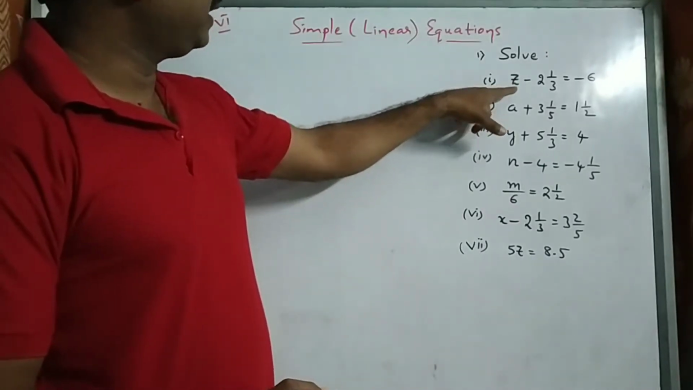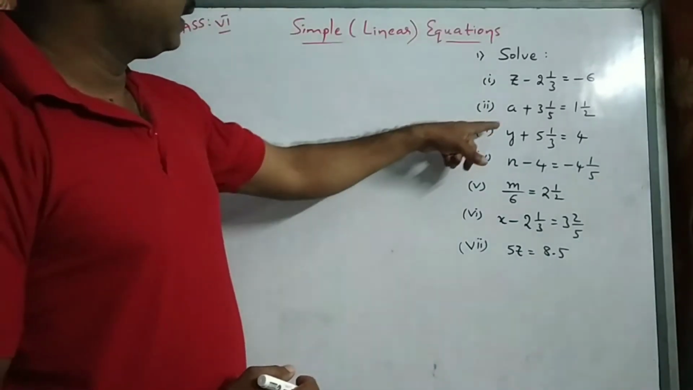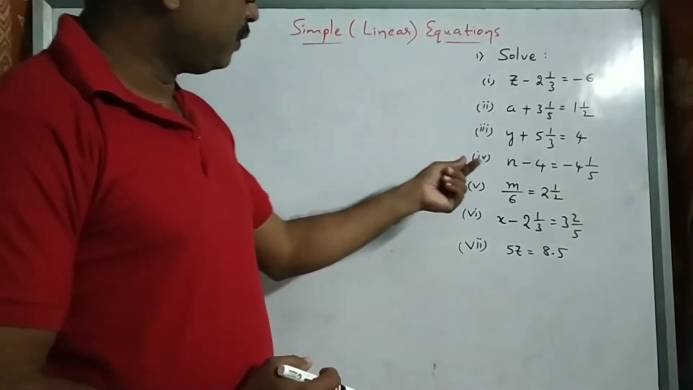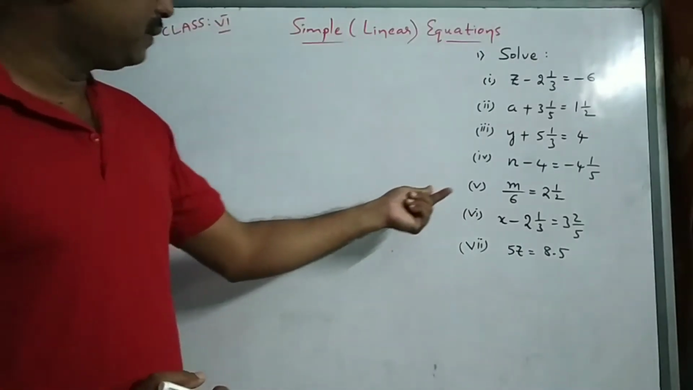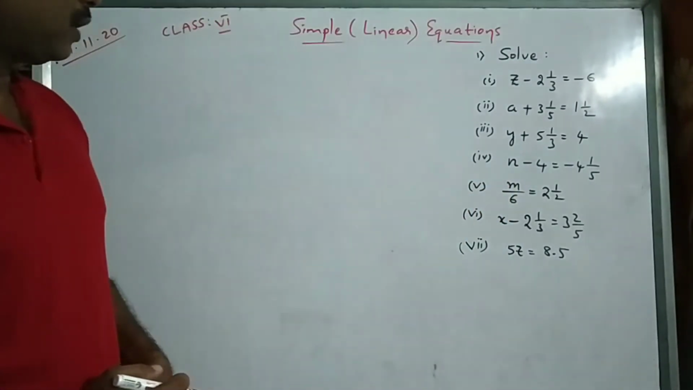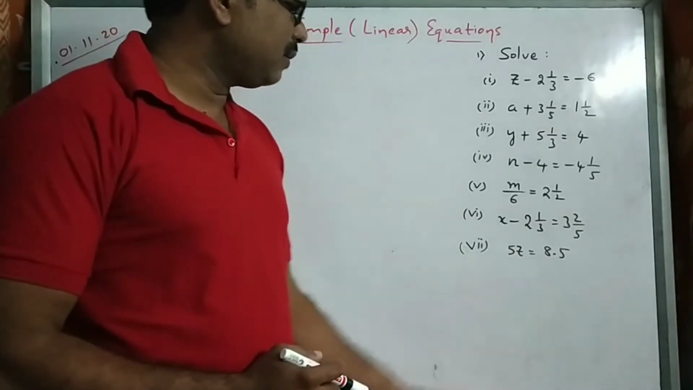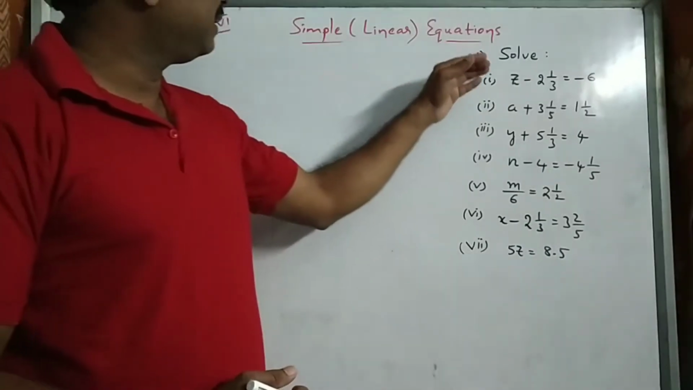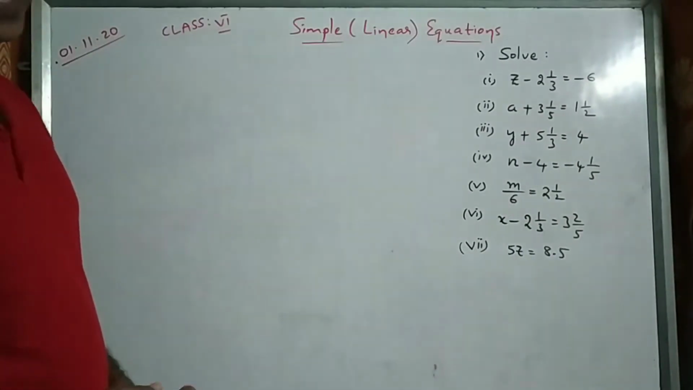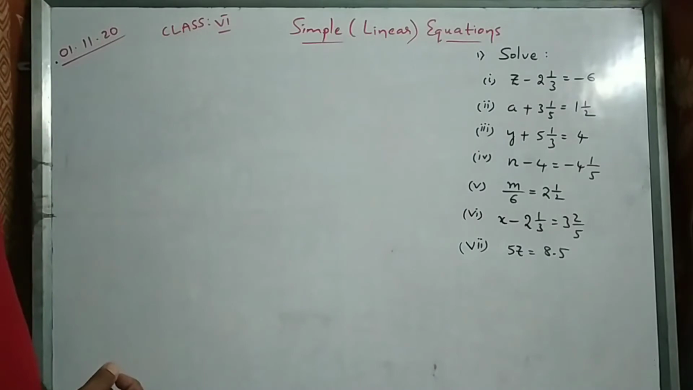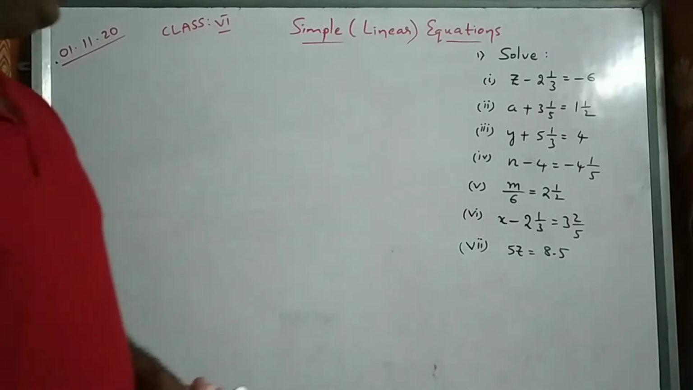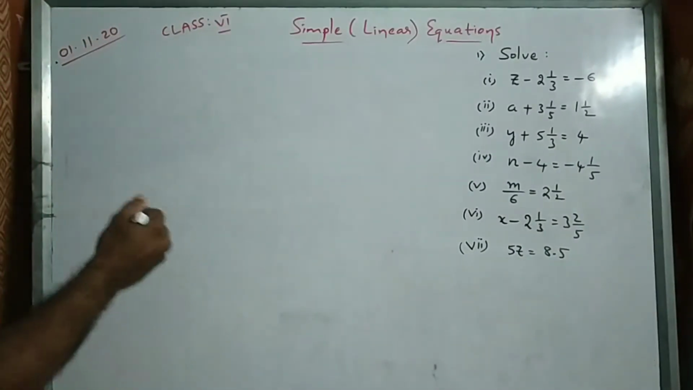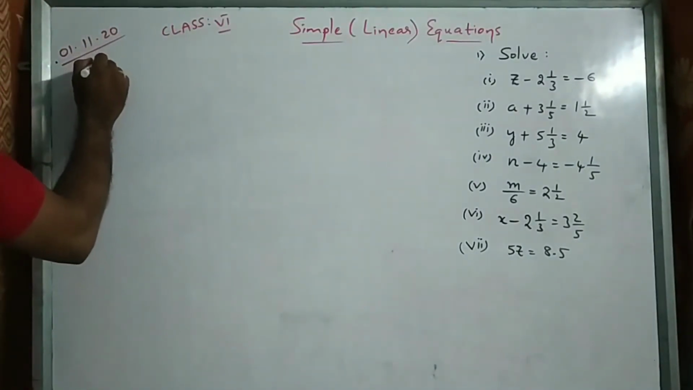Here what is the variable in the first problem? Z. In the second problem, A. Third problem, Y. Fourth problem, N. Fifth problem, M. Sixth problem, X. Seventh problem, Z. So we have to solve these simple equations. What does solving mean? Solving means finding the value of the variable present in the given equation.